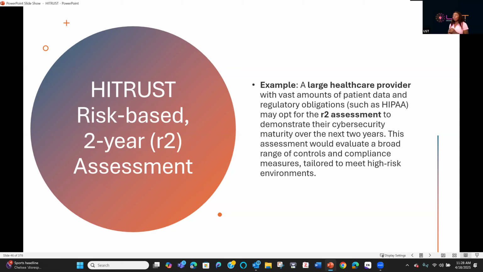I said this assessment will evaluate a broad range of controls and compliance measures tailored to meet high risk environments. And to me, if you ask me, it doesn't matter which standards you evaluate against. Sorry, it's an impact level, like a high system. If you go with the NIST controls for a high system, it will suffice. Controls remain controls, irrespective of the fact that we are using different frameworks.